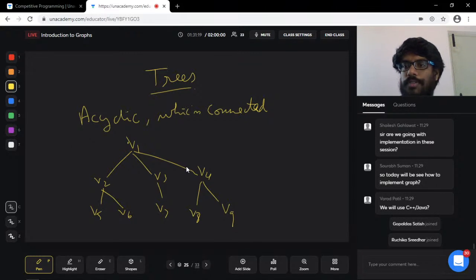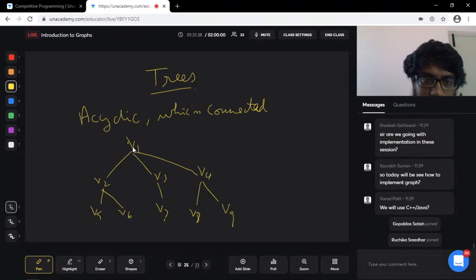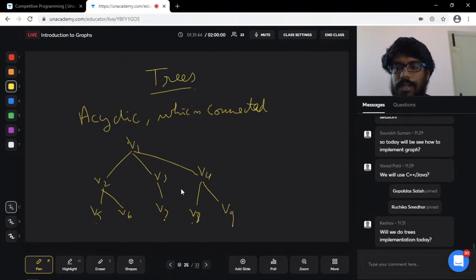This is an example of a tree. Is it acyclic? Yes, there are no cycles, right? You can't start from V2 and get back to V2 without repeating vertices. You can't start from anything and get back. There are no cycles anywhere. And is it connected? Yes, it is connected, right? Take any two vertices, V2 and V5, there is a path between them. V8 and V7, there is a path between them, right? Any two vertices in this graph are connected.